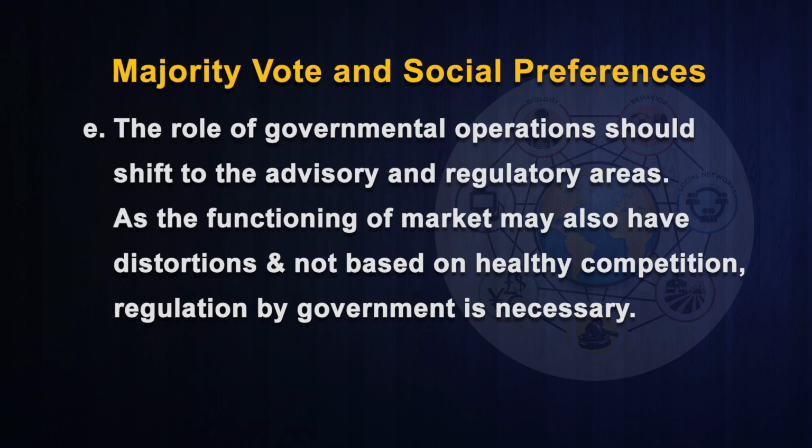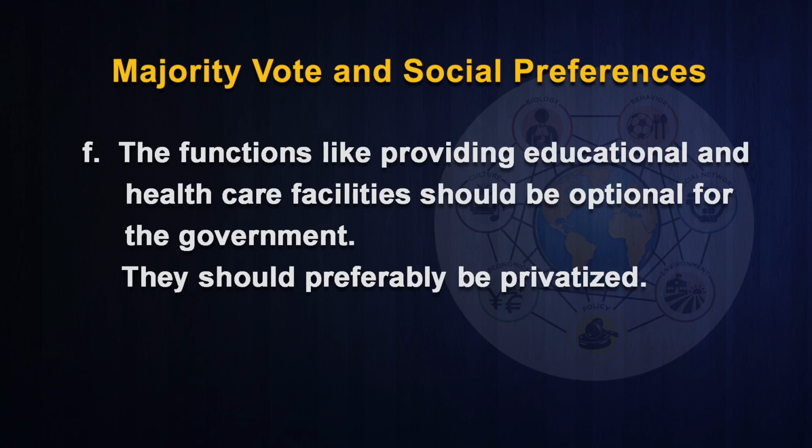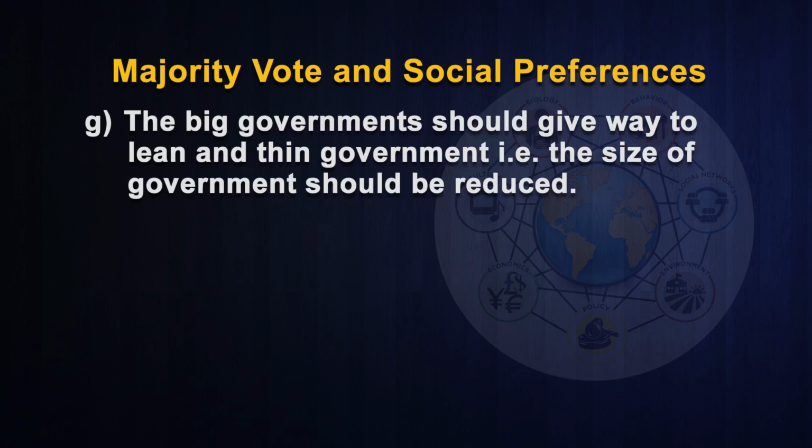The role of governmental operations should shift to the advisory and regulatory areas, as the functioning of the market may also have distortions and not be based on healthy competition, so regulation by government is necessary. Functions like providing educational and healthcare facilities should be optional for the government. They should preferably be privatized. The big government should give way to lean and thin governments; that is, the size of government should be reduced.